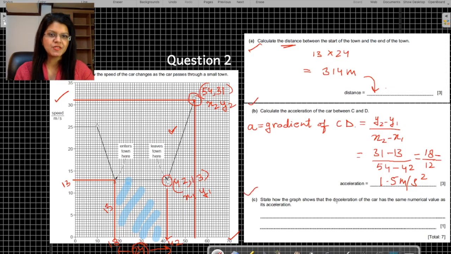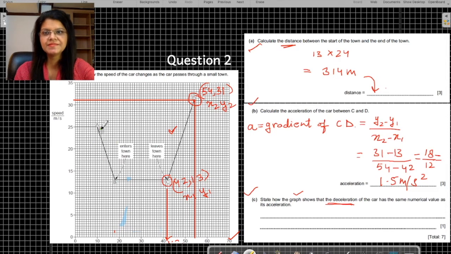State how the graph shows that the deceleration of the car has the same numerical value as its acceleration. How does the graph show that deceleration? There is a deceleration happening. Let us erase some of the extra bits of scribble from the graph. So where is the deceleration happening? Which part of the graph shows deceleration? Please try to identify. This is your deceleration.